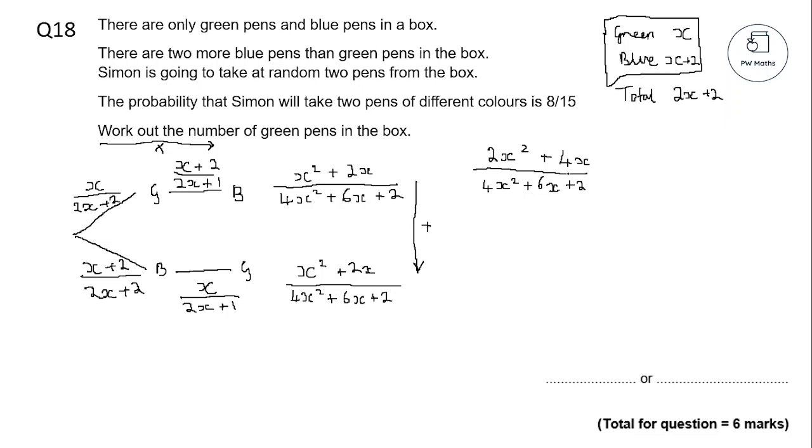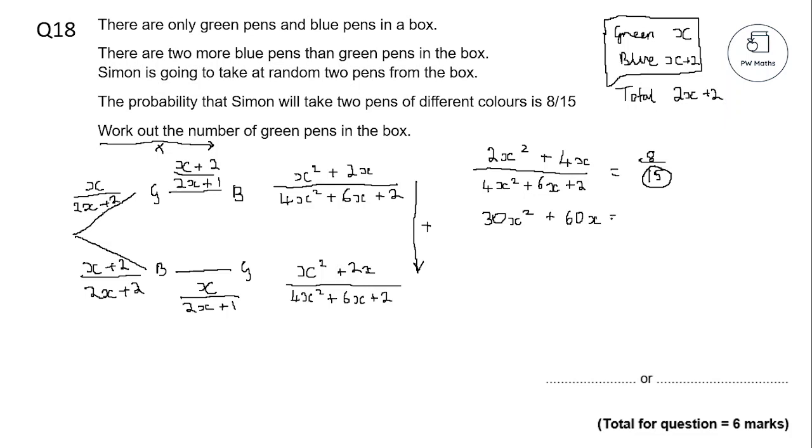And if we read the question, it then tells me some more information. Tells me the probability I take 2 pens of different colours is 8 over 15. Are they really expecting me to be able to solve this without a calculator? It looks very difficult. The difficult bits are the fact they are fractions. I would be tempted to move the denominators over. They were dividing, so all times. 15 lots of 2x squared gives me 30x squared. 15 times 4x gives me 60x.